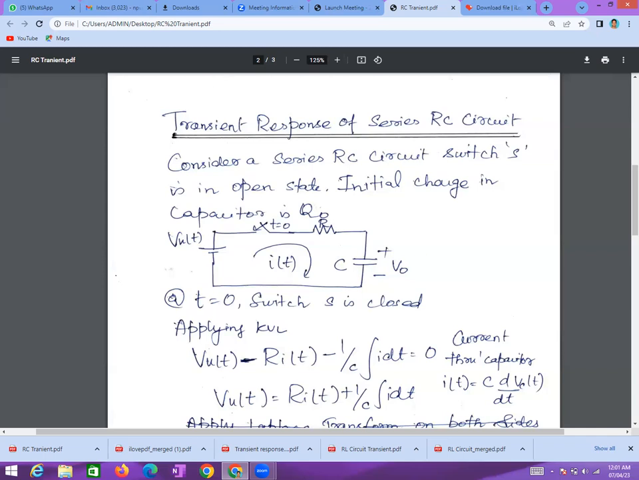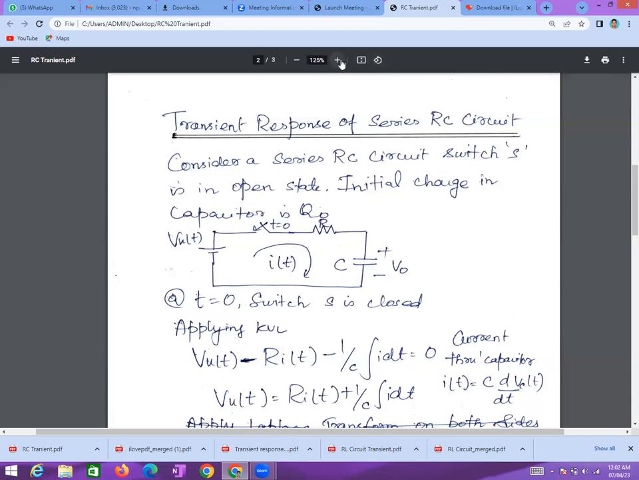So first we should know what a transient response of a series RC circuit is. This is our RC circuit diagram. Here one resistor and a capacitive element are connected with the voltage source V into U of t. Now this switch is closed at time t equal to 0. Then the current is passing through. We are taking the current passing through this closed loop as I of t.